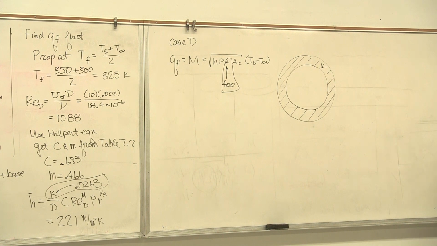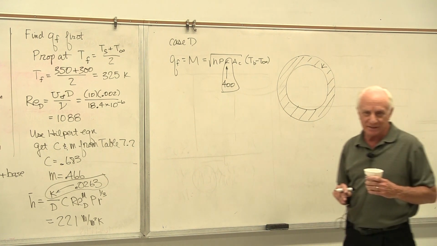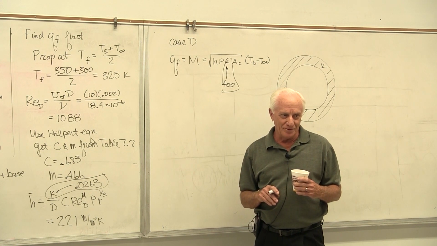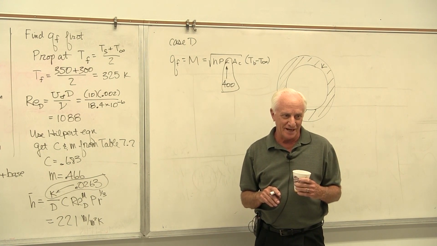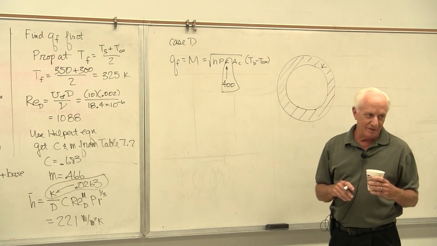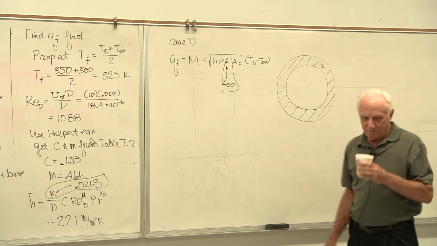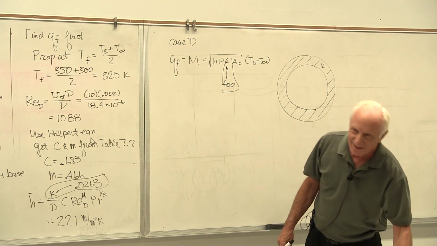That would be one classified as a silly mistake, but it's still a mistake. So watch out when you do these problems where there are 2 values of K in them. The K of the material, copper, and the K of the air. So just to be clear, when you're solving for M, you use K of material. Yeah.